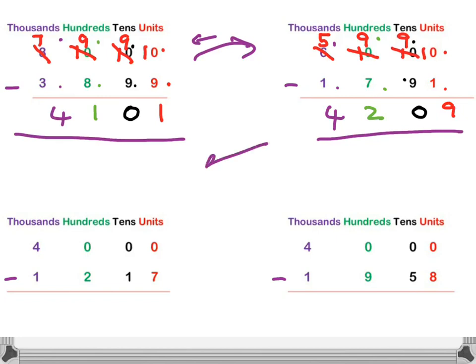Okay, on to that one. We're going to take 1 away from 4. It's going to become 3. That will become 10. Take 1 away from 10, becomes 9. That becomes 10. 10 minus 7 is 3. 9 minus 1 is 8. 9 minus 2 is 7. 3 minus 1 is 2.